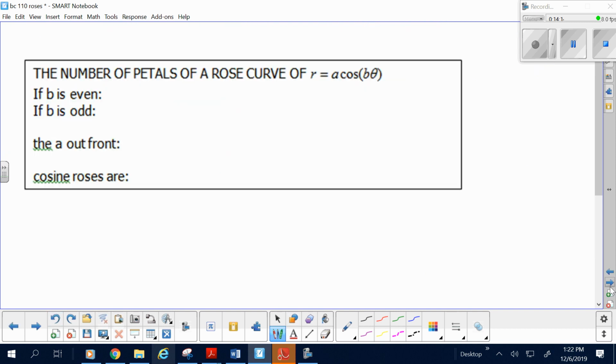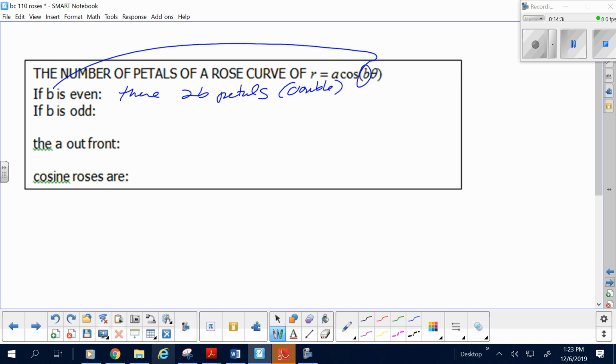So looking for trends, so we don't have to make this table all the time, which is terrible. We see that if B, and by B I mean the coefficient of theta, is even, then what do you know about the number of petals? Then there are 2B petals, or double. But if B is odd, then there are B petals, or the same as B.